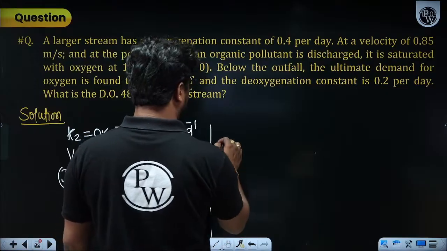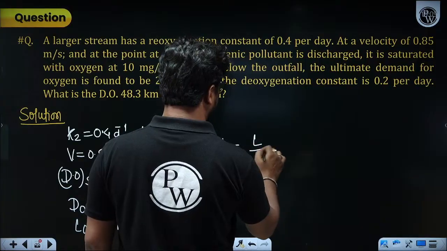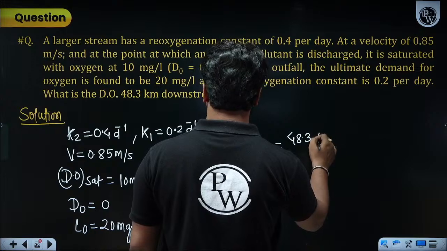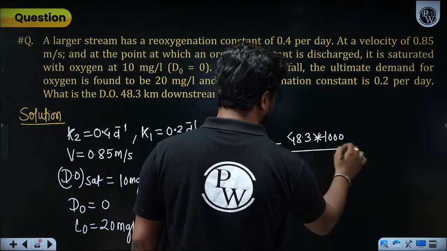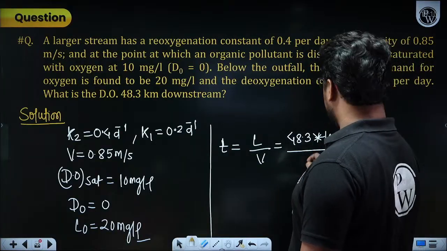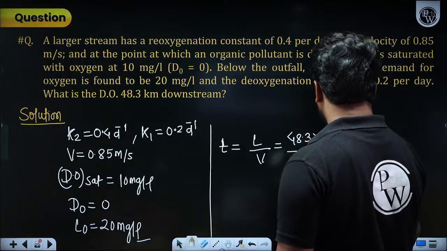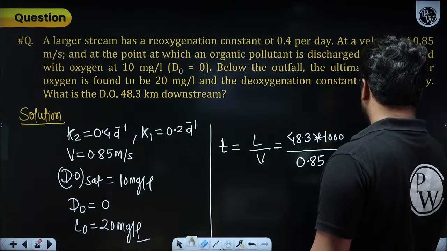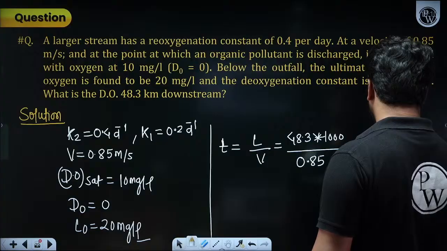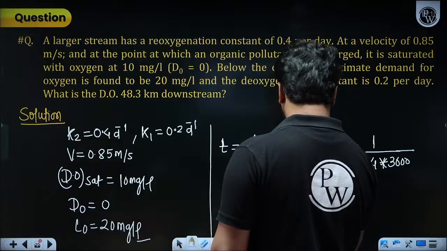So first of all, I have to find out T. T will be length divided by velocity. So 48.3, it is in kilometers, so I will multiply this by 1000 divided by velocity, which is in meter per second, 0.85. So this value you will get in seconds. I want this value in days, so I will divide this value by 24 into 3600. So can you guys give me the value of time? How much time are you getting?